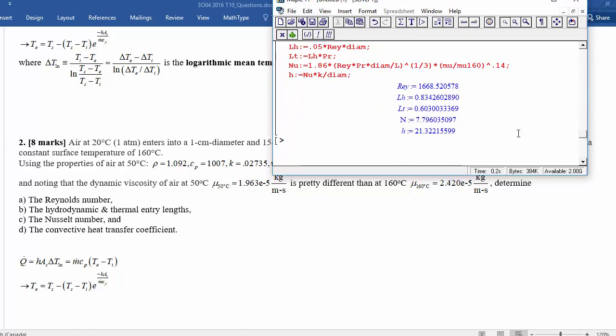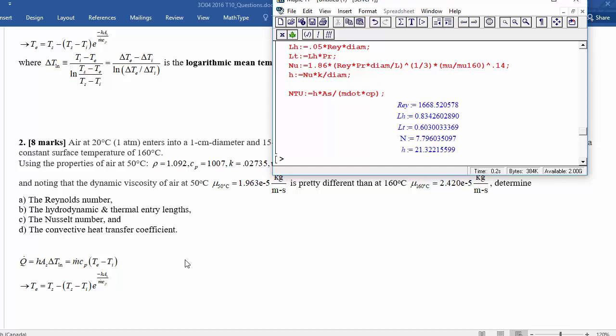Now the question doesn't ask us to do this, but we could go on from there and figure out the exit temperature by figuring out the number of transfer units. So the number of transfer units would be the exponent in this thing. It's h times A_s over m dot times c_p. So there's a lot of things the question doesn't actually ask us to figure out here.